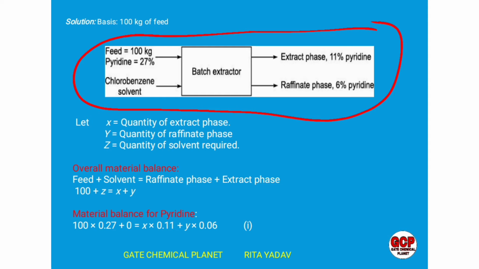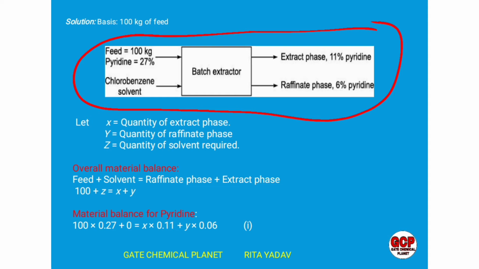Now we will write the material balance, or the component balance, for pyridine. The pyridine in feed is 27% by weight, so it is 0.27. So 100 into 0.27 plus Z times 0. As there is no pyridine in the solvent phase, I am writing 0 here. Why am I writing 0 here? Because there is no solute, which is pyridine, in the solvent.